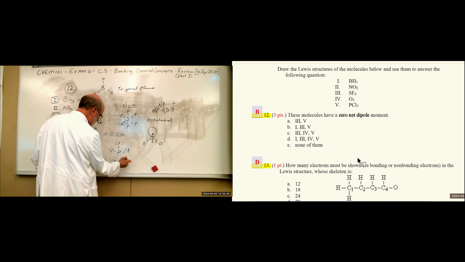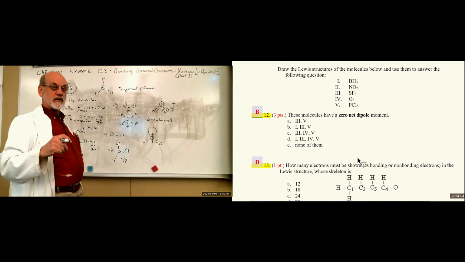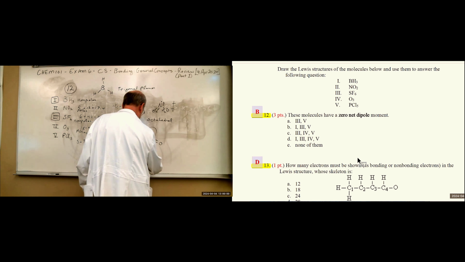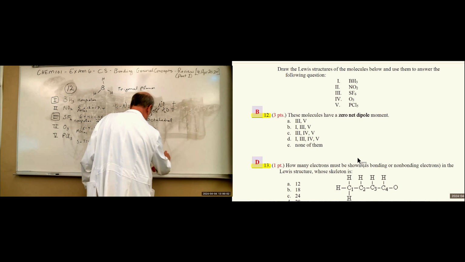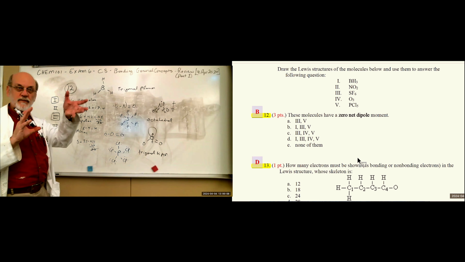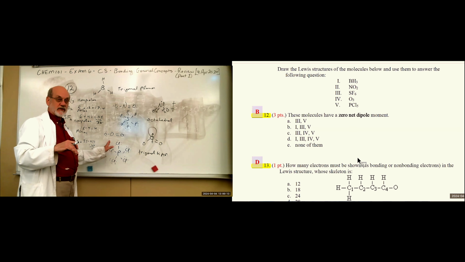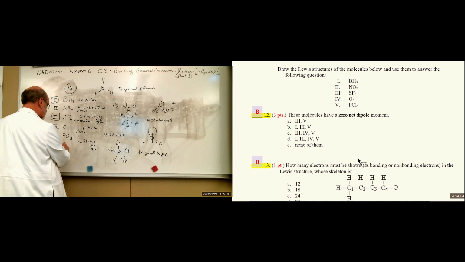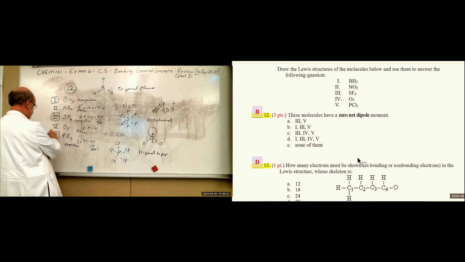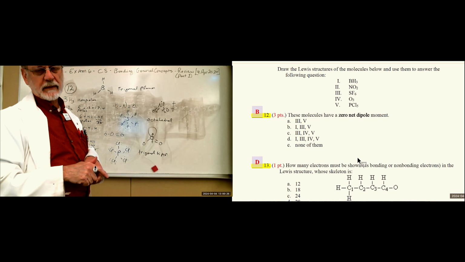Now, what's the geometry here? A trigonal bipyramid. And that means all chlorines are spaced in just the right position to cancel out any dipole moments from the bonds. So overall, this one is also nonpolar. So we got 3 of them. 1, 3, and 5 are nonpolar. And that would be B.